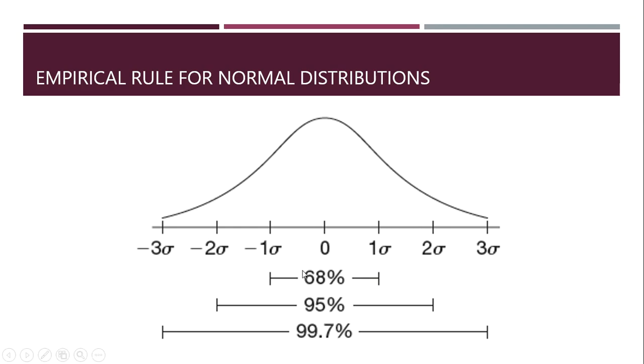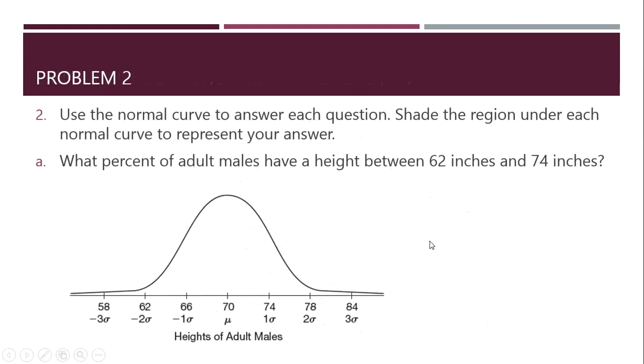So let's use this information to help us find percentages of chunks of the data. I would recommend that the first thing you do on these problems is that you shade the region underneath the normal curve so you know what you're looking at, and then look back at your diagram for the empirical rule to see if you can use it to help you figure out what percent you are looking at. So we're starting off with the percent of adult males with a height between 62 inches and 74 inches. Hit pause to try this out, and then hit play when you're ready to check your work.